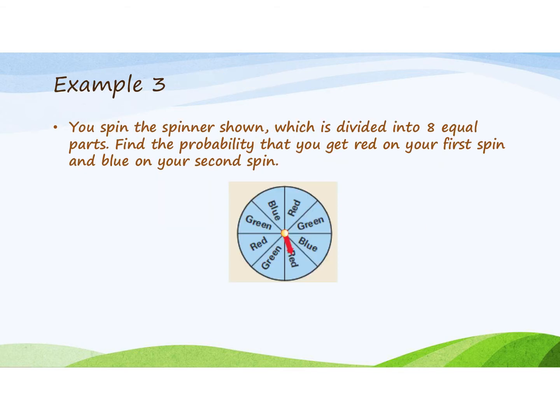So let's try our first example. We have a spinner, and it's divided into 8 equal parts. It wants us to find the probability that you get red on your first spin and blue on your second. Now, will this be considered an independent or a dependent event? Will the second spinner's results have anything to do with the first? Is it going to change anything? No, right? Because we're not taking a color off of the spinner once it lands on that. So when you're dealing with the spinner, this is going to be considered an independent event.